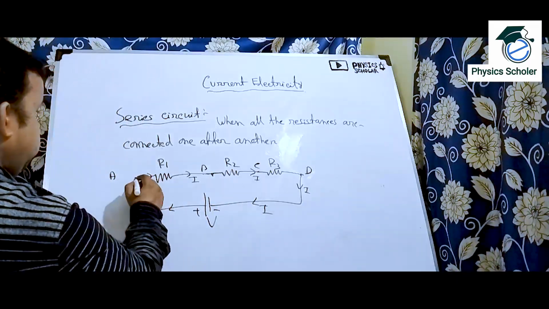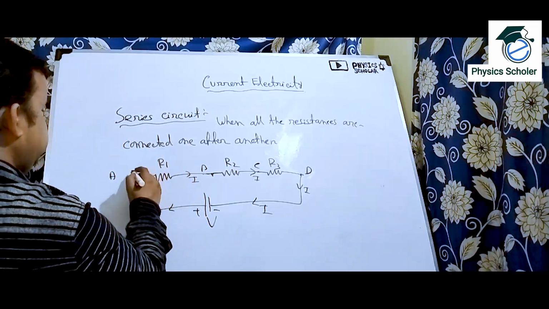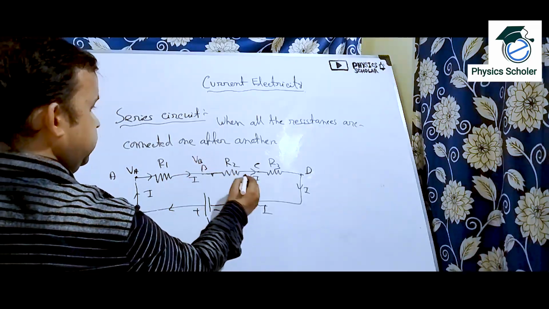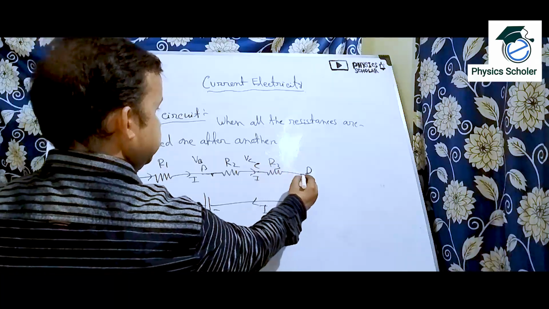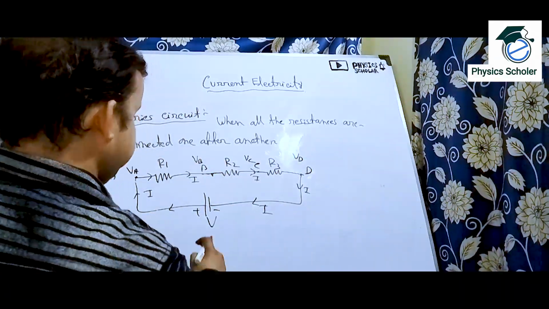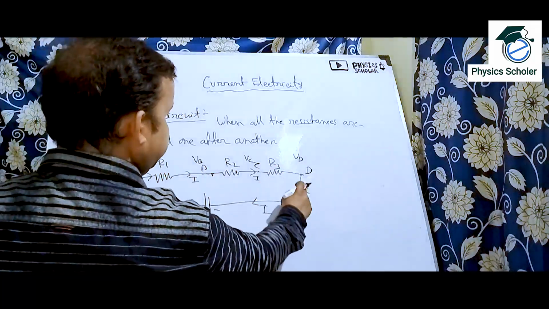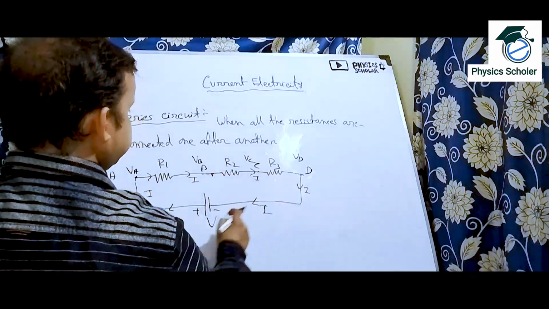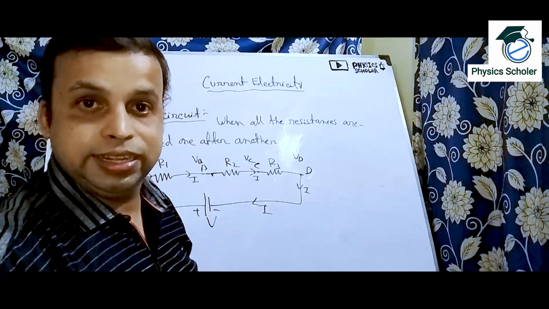The voltage at this terminal of the first resistor is VA, here it is VB, here it is VC, and here it is VD. You can see that the same amount of current is flowing through each resistor, or each component, when they are connected in series.